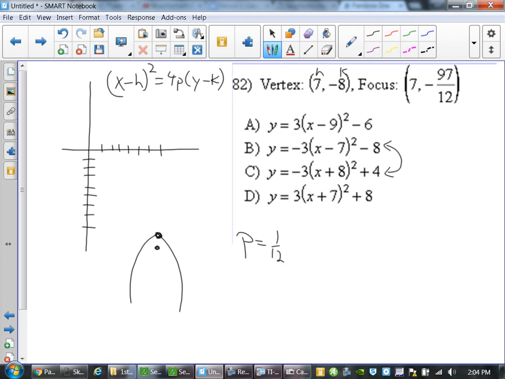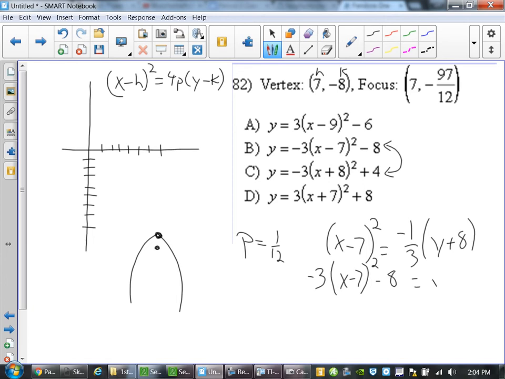Which means the 4p becomes, what is that? I know it's moving downwards, so it's got to be negative. So the equation would be x minus 7, quantity squared, equals negative 1/3 times y plus 8. Well, how are they getting this as y equals? They're multiplying by negative 3, and then they subtract the 8, and then there's y. That's how they're getting that constant without the fractional amount of the p.